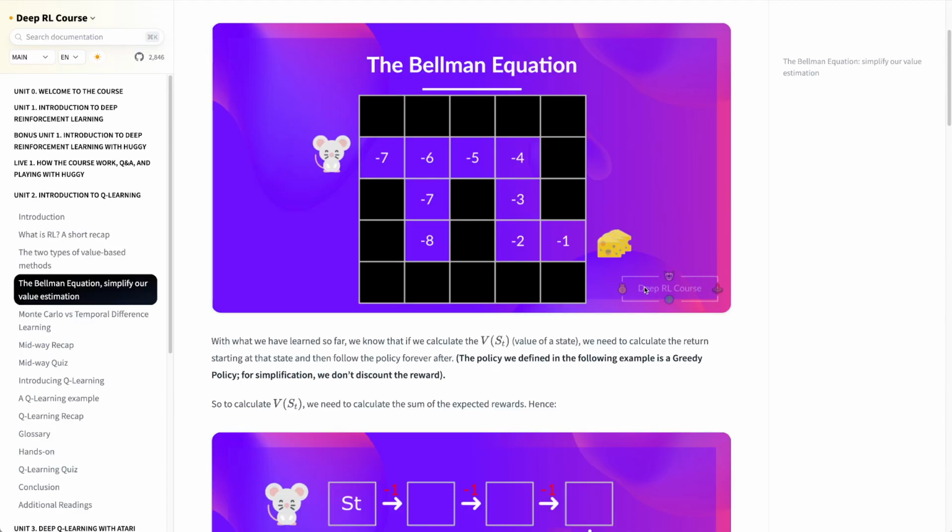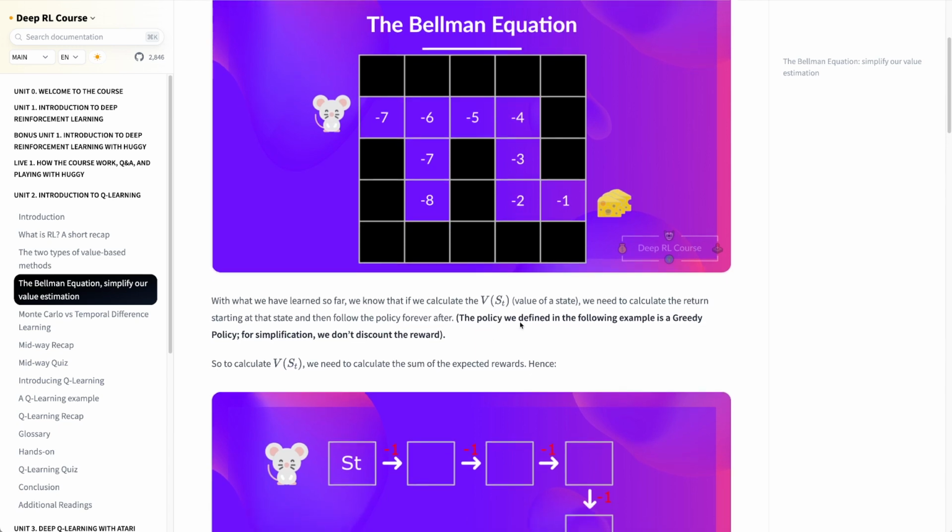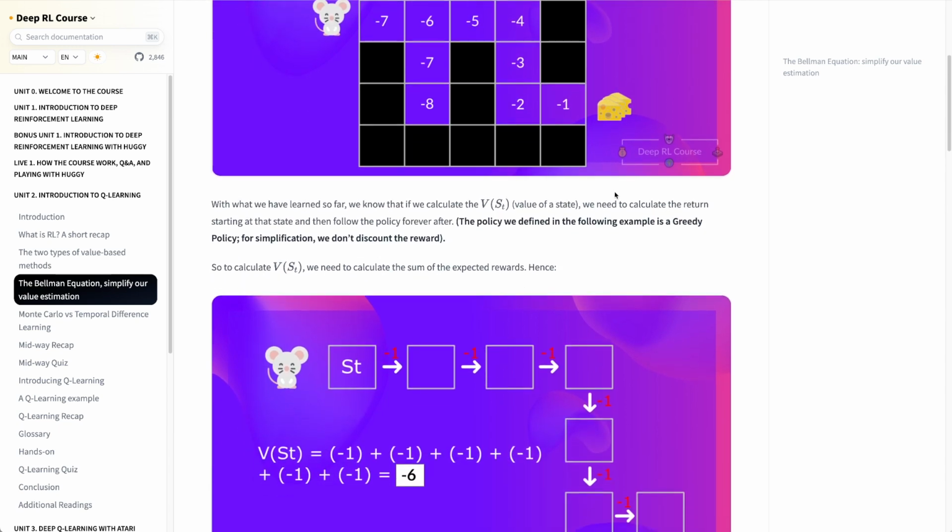With what we have learned so far, we know that if we calculate the value of the state, we need to calculate the return starting at that state and then follow the policy forever after. The policy we define in the following example is a greedy policy. For simplification, we don't discount the reward. So to calculate the value of the state, we need to calculate the sum of expected rewards.